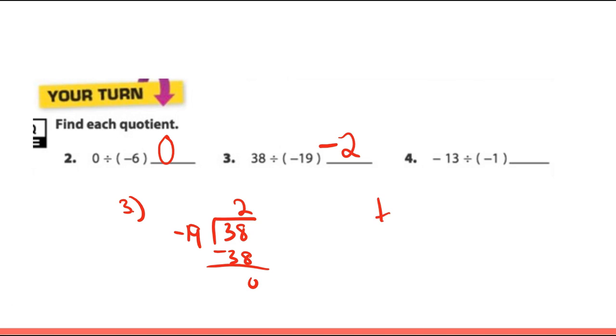Okay, and number 4, I have 13 divided by negative 1. We all know that when you divide by 1, it's just that number. So 1 goes into 13, 13 times. Because my signs are the same, my answer is positive, and I leave it as a positive 13. Okay, let's take a look at how we can use this now in a word problem.